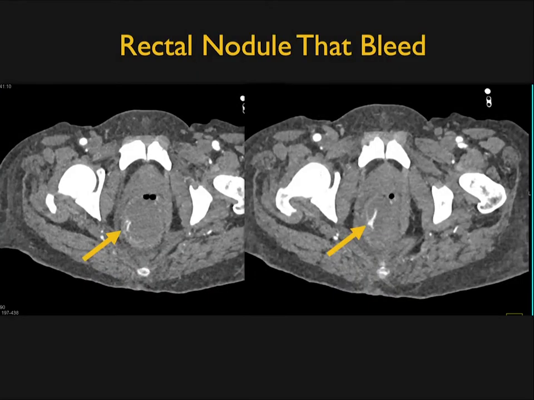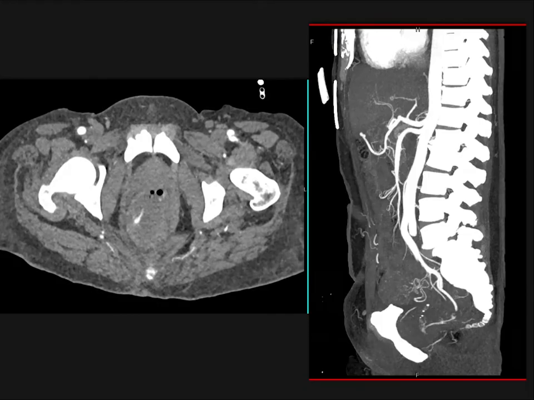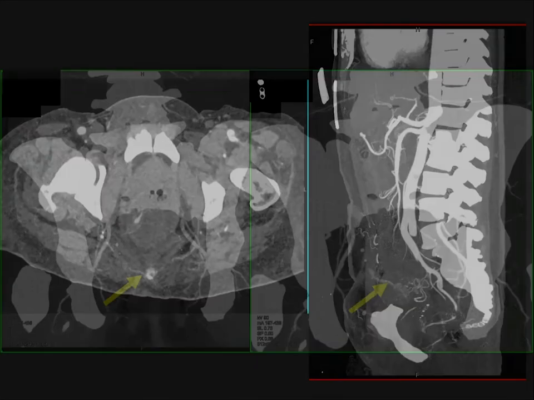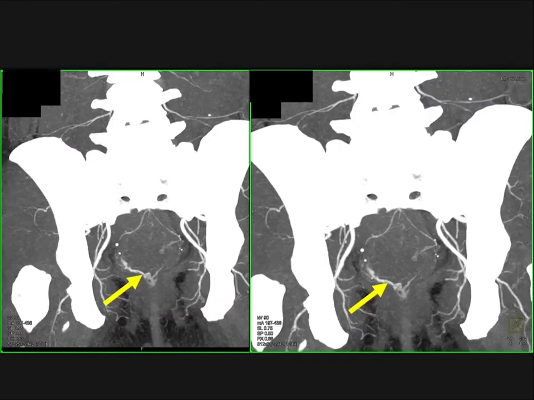Now, sometimes things are subtle. This patient had positive bleeding, had history of hemorrhoids, but there is this bright dot of bleeding, this blush here at the arrow, right? And if you look at it, it's really a jet of blood on the MIP imaging. And you could see it again on the MIP from the coronal view. This active bleeding, and this was a rectal nodule.